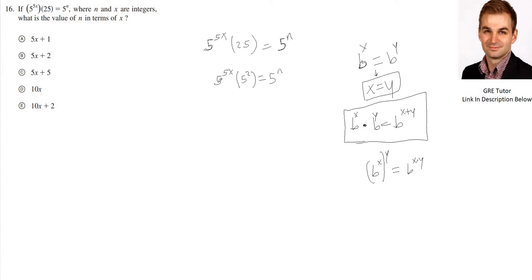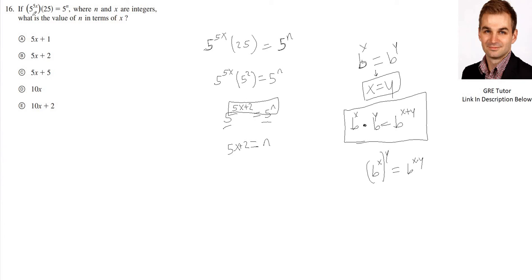So you can see here we have two bases and we have the exponents of 5x and the exponent of 2. So we can change this into 5 to the 5x plus 2 is equal to 5 to the n. And now we can say that n is equal to 5x plus 2. We can say that these exponents are equal to each other because we know that these two bases are the same.